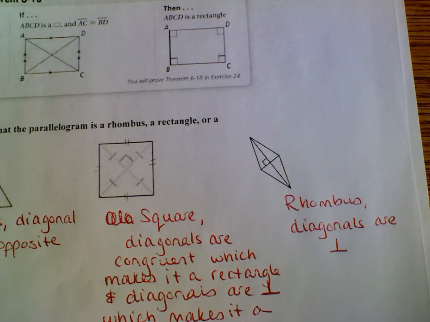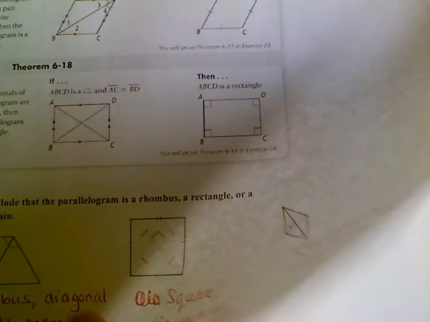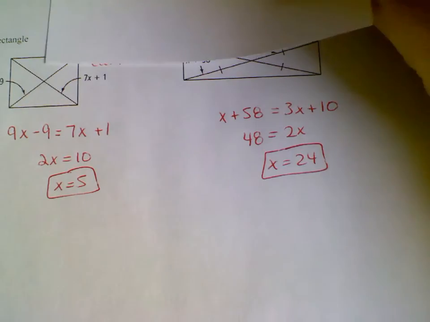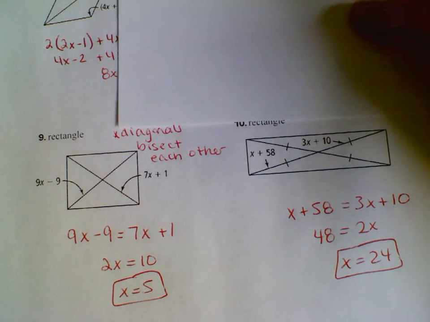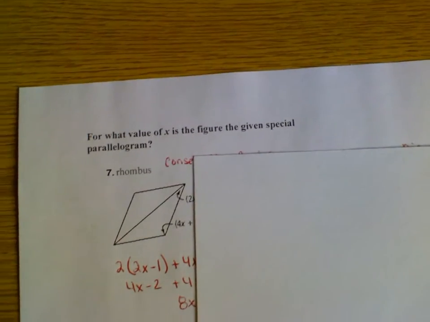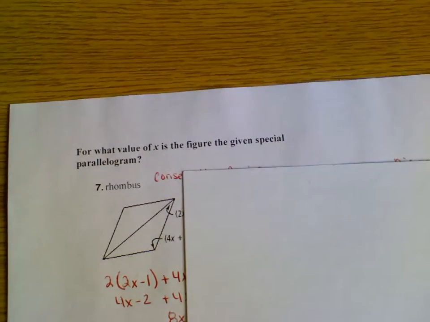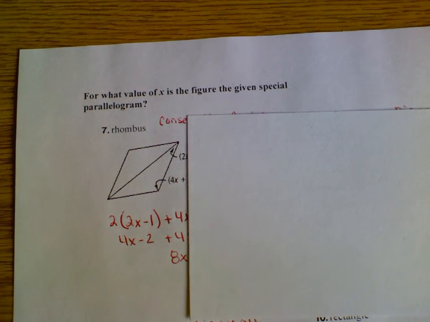So on the very last one, you should be getting a rhombus because my diagonals are perpendicular. Okay, so next piece then is going to actually find what x is so that we can see if it's a special parallelogram. So question 7. 7 is asking me to find what x is so that it's a rhombus.